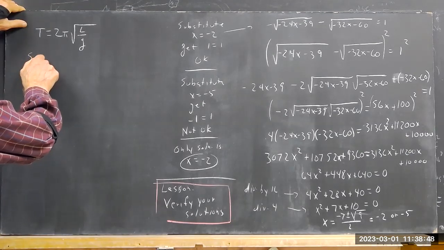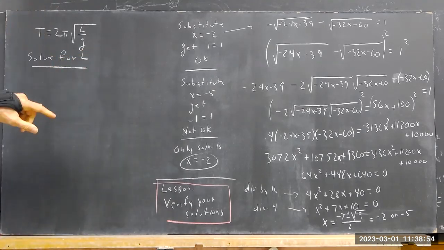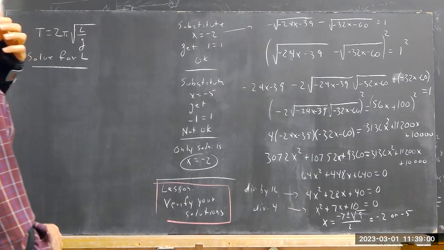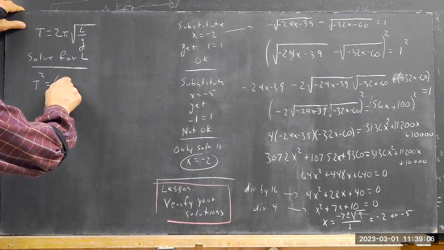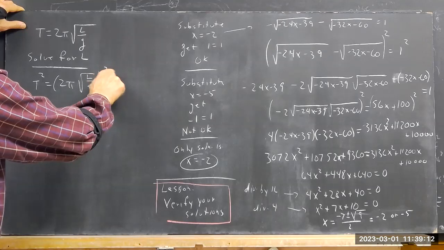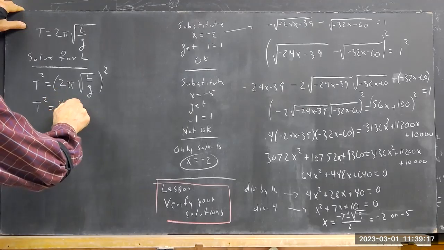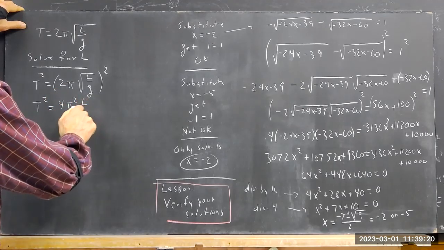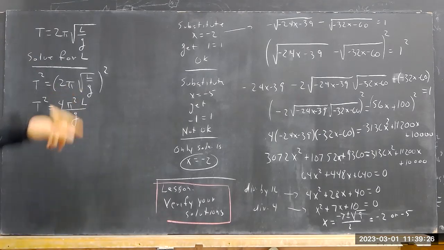We're going to solve for L because the problem gives you the period and asks you to figure out the length. You have the right instinct to square both sides. So T squared is going to be 4 pi squared L over G. Just squaring the 2 pi, not putting any numbers into it at this point.